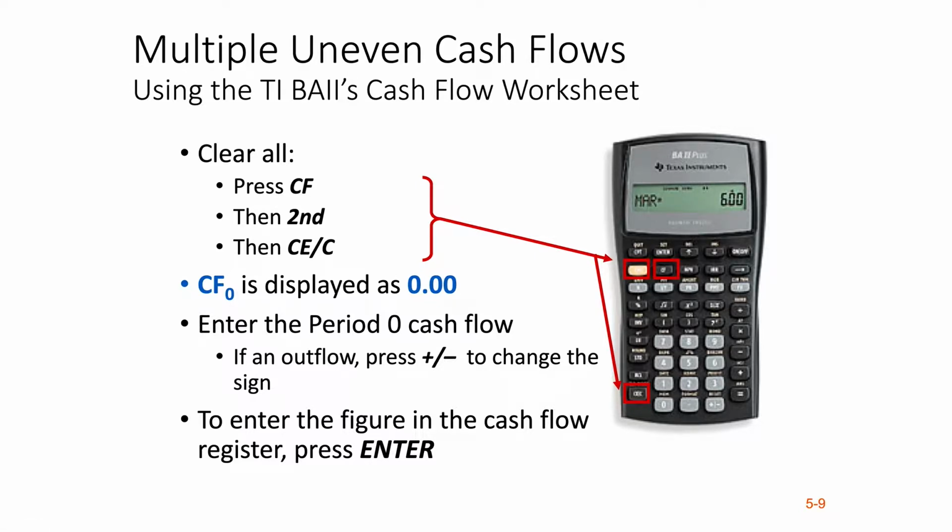Then you use the enter key to register this entry. For example, here is an example like a 6. You punch CF key, 6, then enter. When you punch enter, it registers.